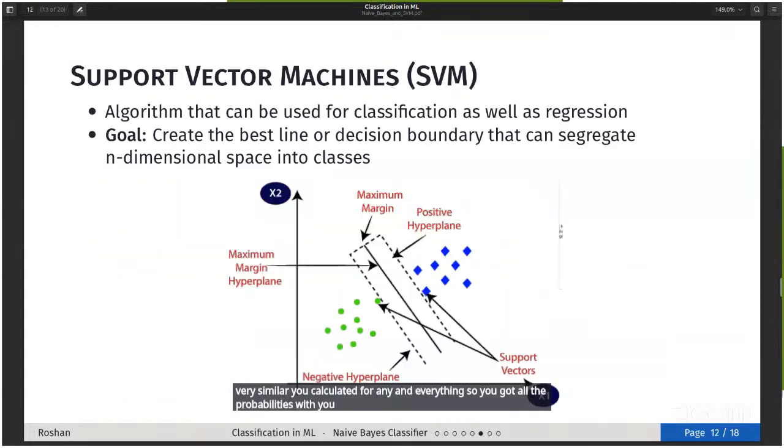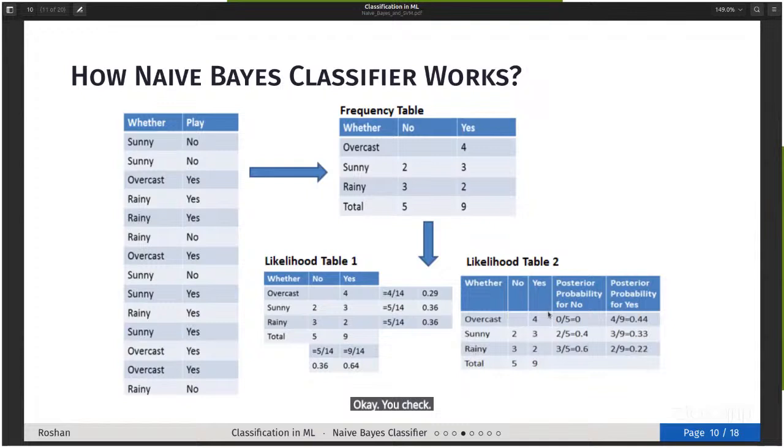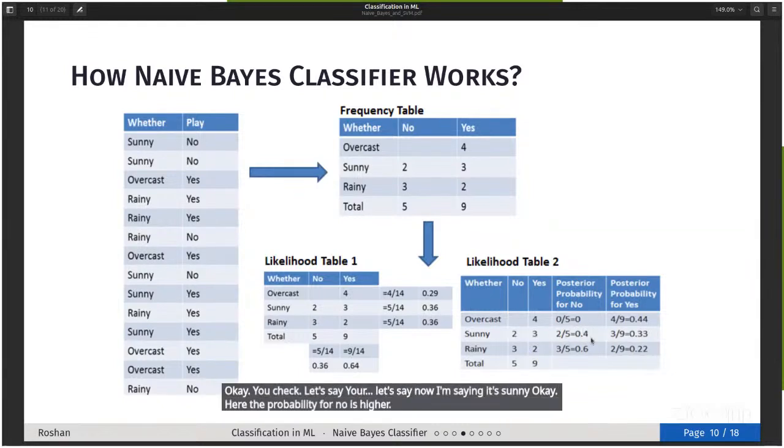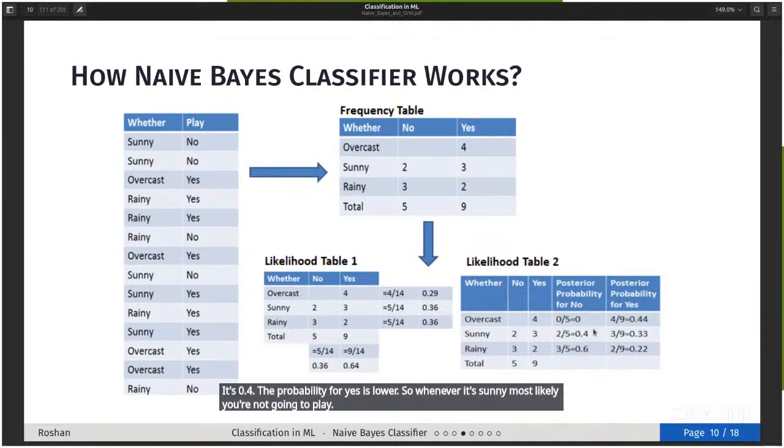And then when some other new point comes, you check. Let's say now I'm saying it's sunny. Here the probability for no is higher. It's 0.4. The probability for yes is lower. So whenever it's sunny, most likely you're not going to play because this has higher probability.